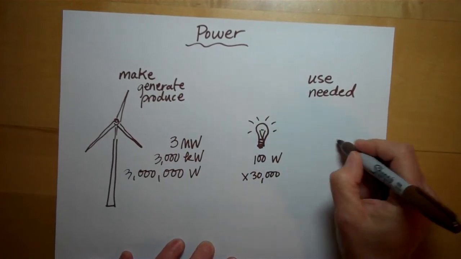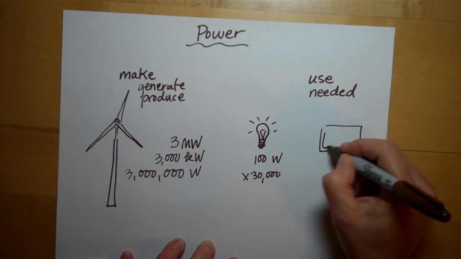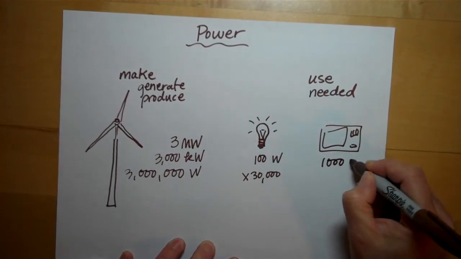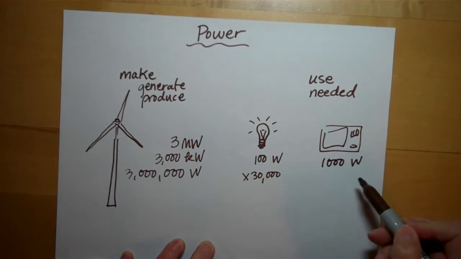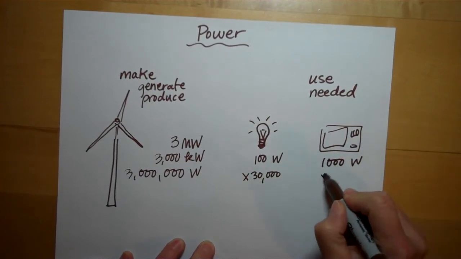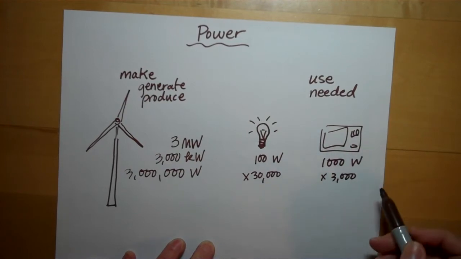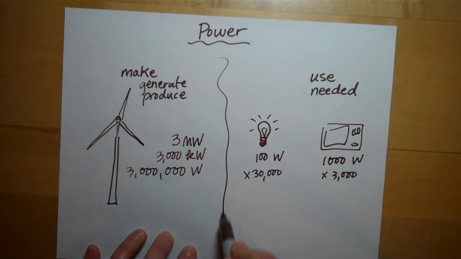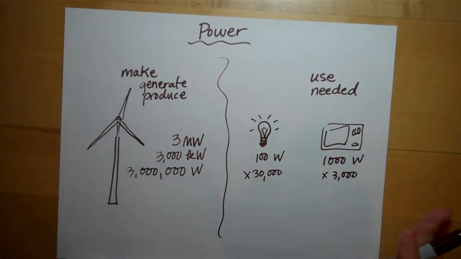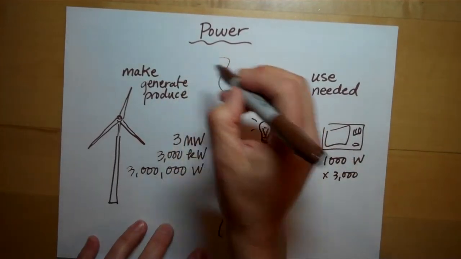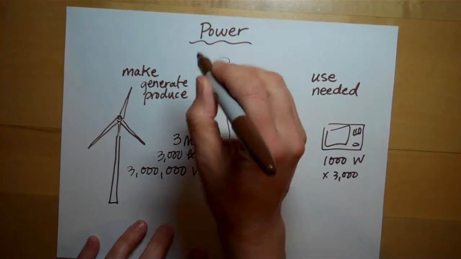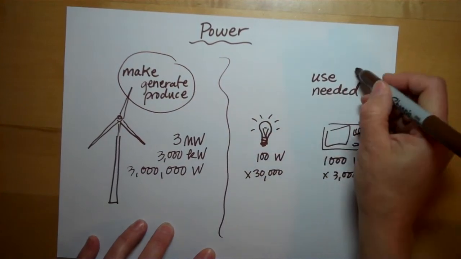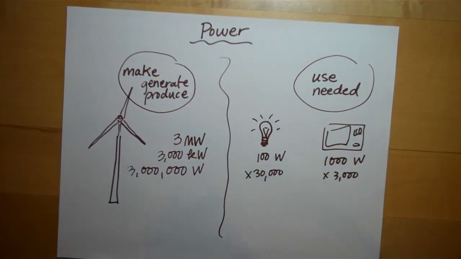If you have a bigger appliance, say you have a microwave that needs 1,000 watts of power, then you can't run as many. You'd only be able to run 3,000 of these with this amount of power. So that's a critical thing I want you to keep in mind: power is talked about in terms of how much you can generate or how much you need.